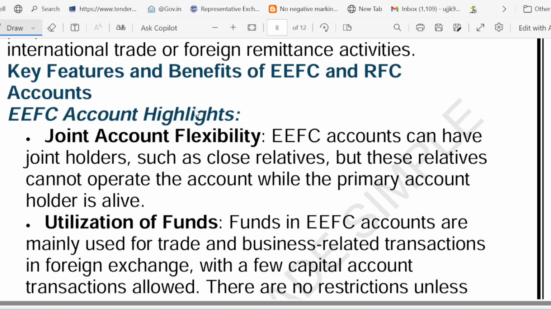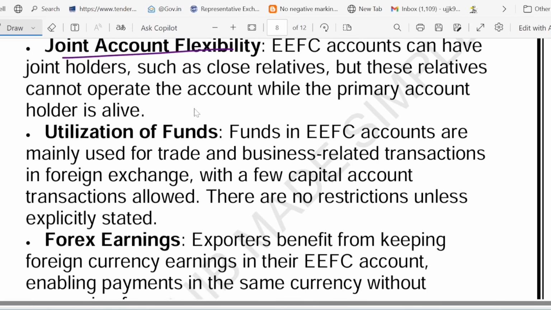First of all, the EFC account. A joint account is allowed, which means you can add a family member, but they can't operate it alone. So former or survivor clauses will be there. Then comes business friendly, which means you can use Forex earnings for trade payment without converting to INR. Right, with a few capital account transactions allowed, and there is no restriction unless explicitly stated.